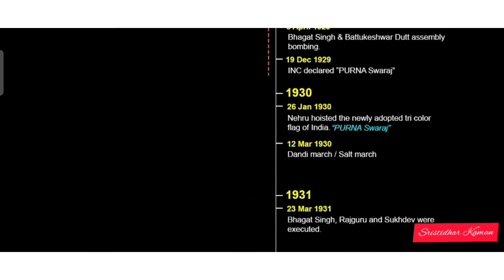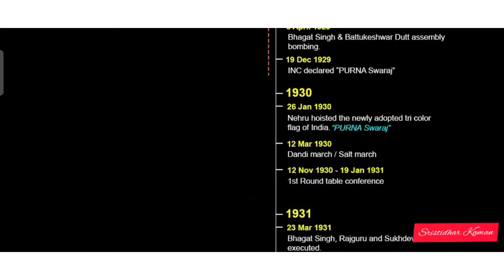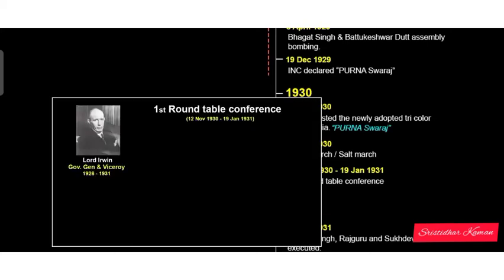The first roundtable conference took place from 12th November 1930 to 19 January 1931. Congress was not part of it because most of their leaders, including Gandhi, were in jail due to the civil disobedience movement. But representatives of all other Indian parties and a number of princes participated. There were 58 political leaders from India and 16 delegates from the princely states. In total, 74 delegates from India attended the conference, but Congress was not part of it.